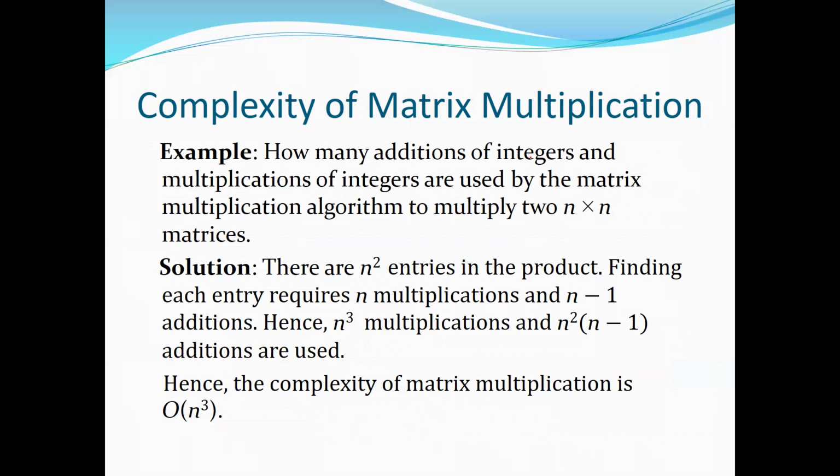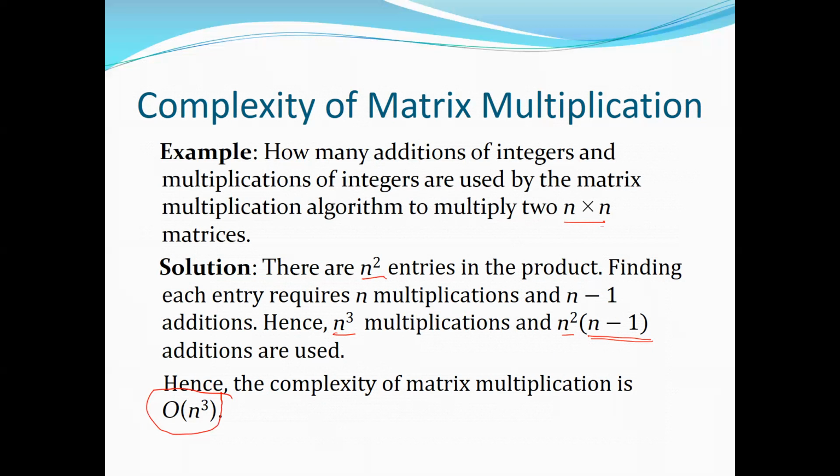So you can simply say, how many additions of integers and multiplications of integers are used for this? There are n square entries in the product. Finding each entry requires n multiplications and n minus 1 additions. So n cube would be the total number of multiplications based on this formula. For n square entries, n minus 1 operations are performed. If you simplify, this would be n cube. So two matrices are multiplied in n cube time.